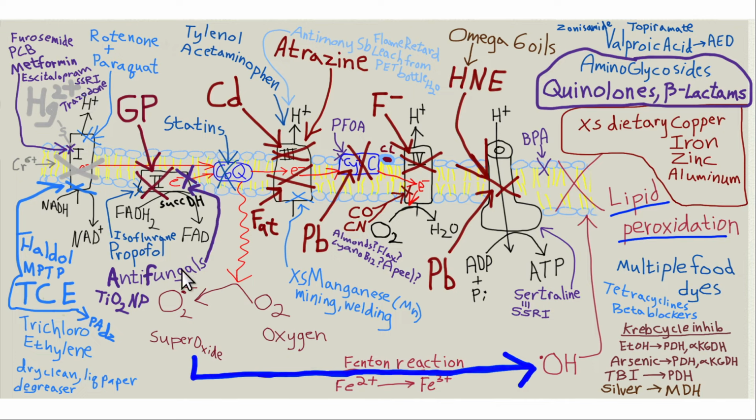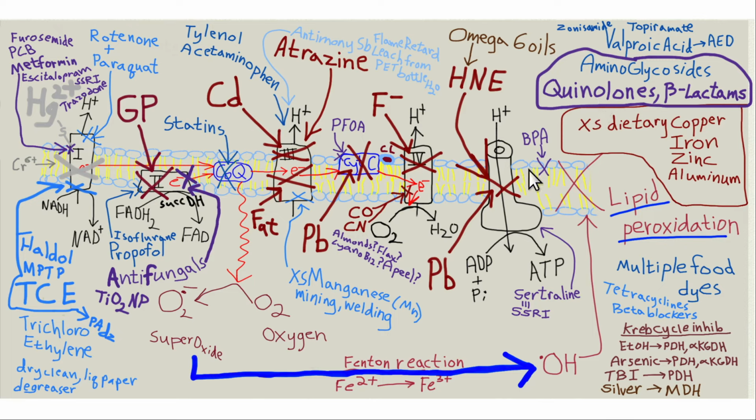Processed food, they want it to have a long shelf life. Same thing with fast food. So they put a lot of mold inhibitors in there, typically antifungals. Many of those are mitochondrial inhibitors. Processed food often has food dyes in it. Many of those are mitochondrial inhibitors. Some common antibiotics like fluoroquinolones, aminoglycosides, and beta-lactams are all mitochondrial inhibitors.